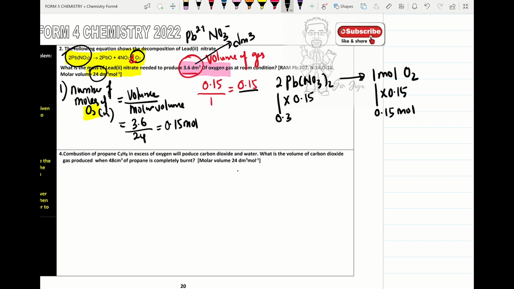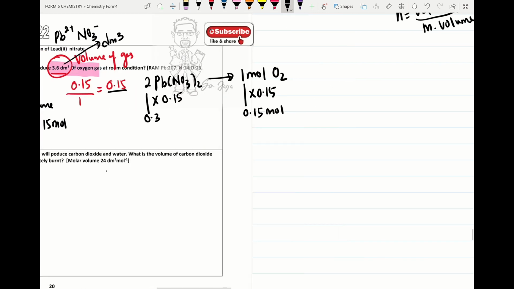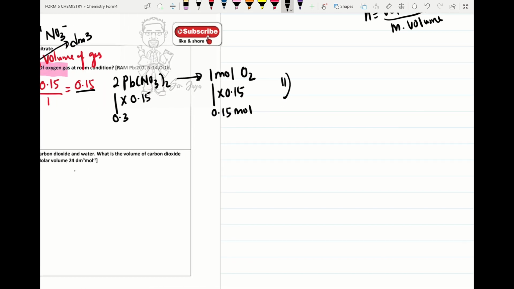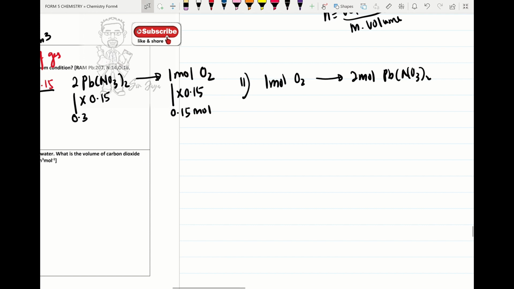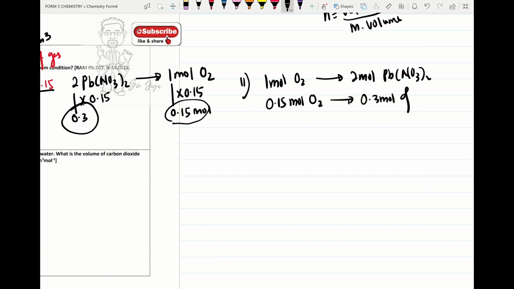So once we already get this, then we do the mole ratio. How to do the mole ratio? Second step, I'll do here. 1 mole of oxygen is produced from 2 moles of lead(II) nitrate, so 0.15 mole of oxygen is produced from, by this ratio, 0.3 mole of lead(II) nitrate. So we already find the number of moles of lead(II) nitrate, and the final step we need to find the mass of lead(II) nitrate.